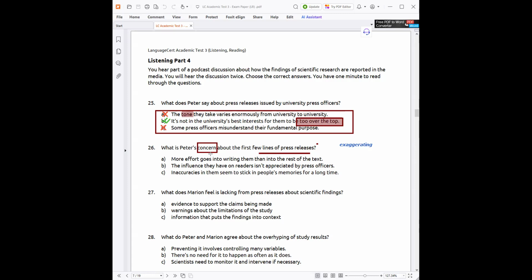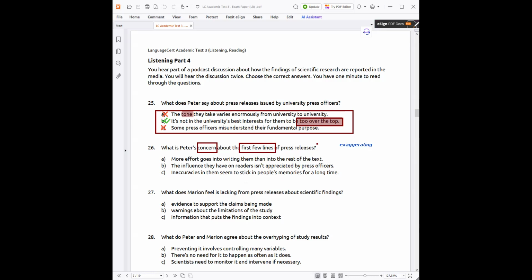The second option is that the influence they have on the reader isn't appreciated by press officers. That these first few lines, the impression they make, the influence they have, is not fully understood by press officers. And C is that the inaccuracies in them seem to stick in people's memories for a long time. That if you make mistakes in the very first lines, they will stay in people's minds for a long duration. So what out of these three is Peter's concern about the first lines of the press release? That's what we have to focus our attention on. So let's play the audio.